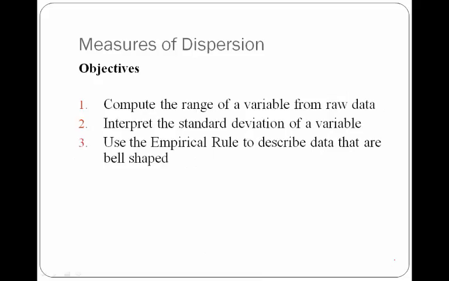The objectives we want to cover in this lesson are to compute the range of a variable from raw data, to interpret the standard deviation of a variable, and to use the empirical rule to describe data that are bell-shaped. The range and the standard deviation are both measures of dispersion that tell you how spread out the data is.